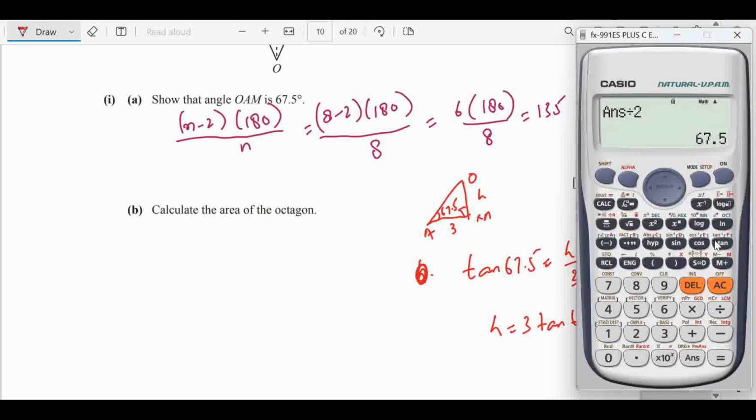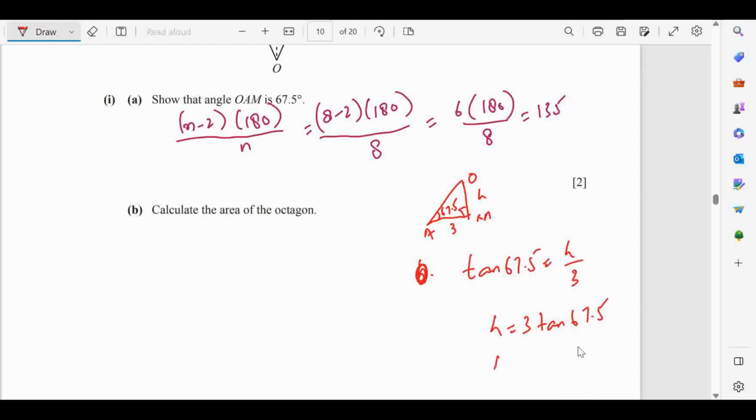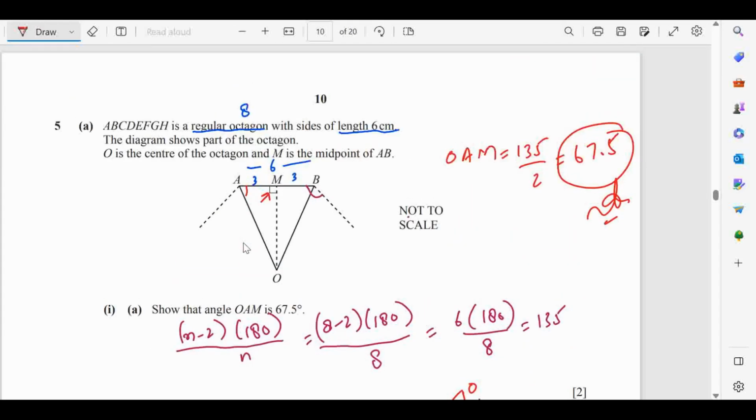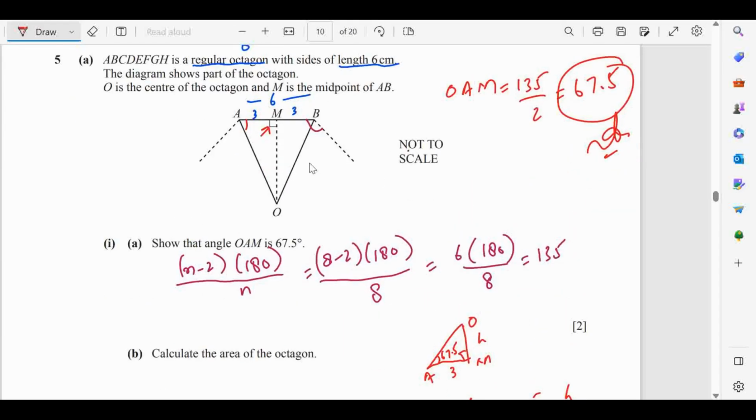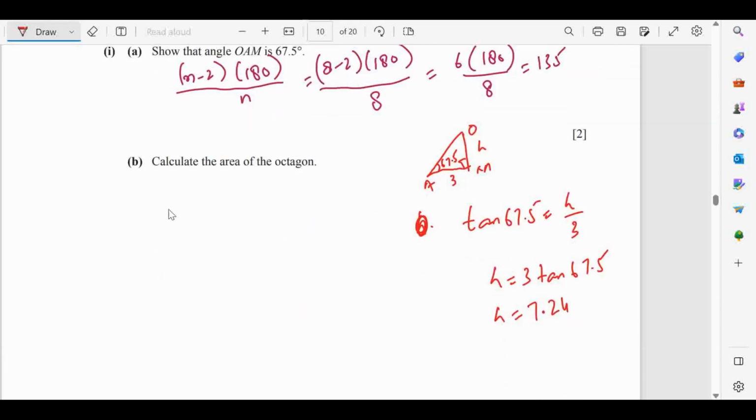So tan of 67.5 multiplied by 3 will be 7.24. So height will be 7.24. Now we need to find the area of the octagon. Let's find the area of one shape, and then we can easily find the area of all the remaining shapes. Let me write it over here. Area of the octagon.